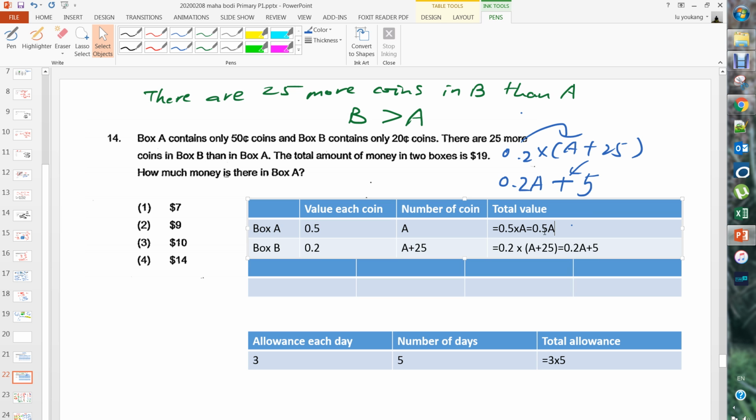Very good. Okay, good. So that means for this question, we have finished. We have already translated this English into this box already. And then this statement, this one we also have done already, because we translated it to here already, right? So now what does it say? Total amount of money in 2 boxes. How to find total amount? What's the meaning of total amount?